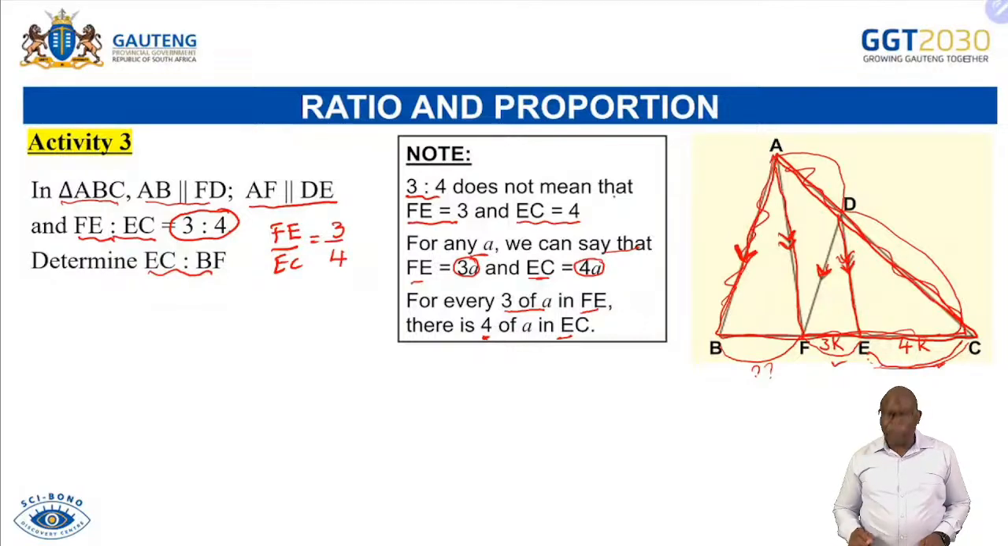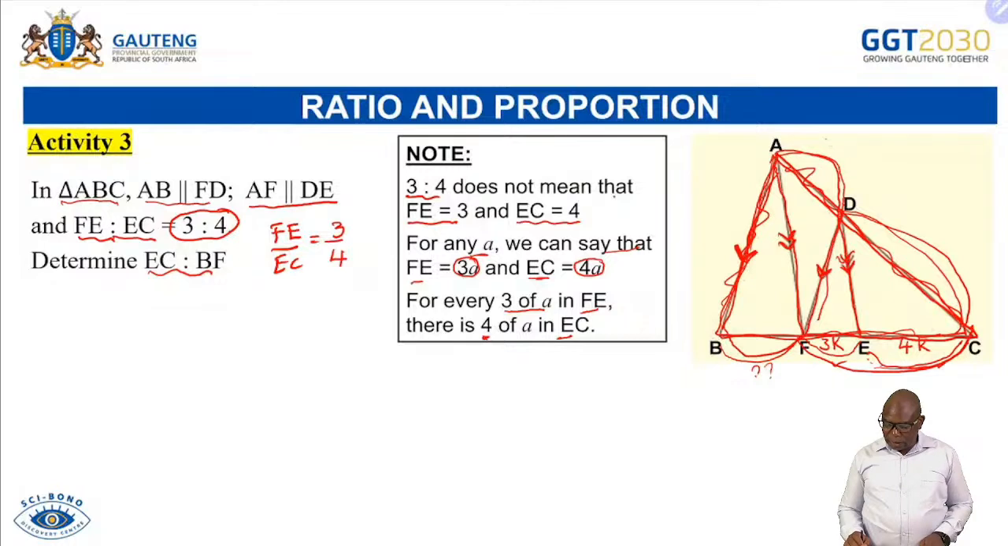Mess it up like this. Now, in this triangle here, in the bigger triangle, which lines are parallel? This line is parallel to that line. So what would be the ratio? If this line is parallel to that line, what would be the ratio? My ratio will be BF over FC. And you see, it's equal to AG over DC.